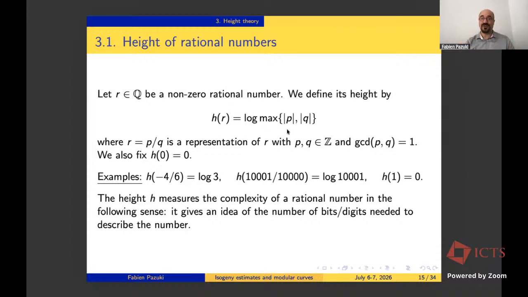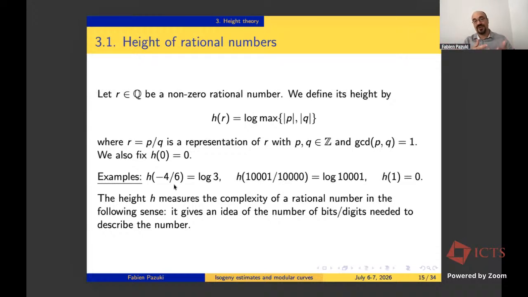Otherwise, if you just take log max of p, q, it's not well defined if you do not ask for some normalization. You can also just fix h(0) = 0. So let me take a look at these examples. Minus 4 over 6 is a rational number. It should have a height if my definition is well posed. The minus sign disappears because I take the absolute value, which is just the regular one, max of x, minus x, just getting rid of the sign. So this is gone. And now 4 over 6, well, they are not coprime.